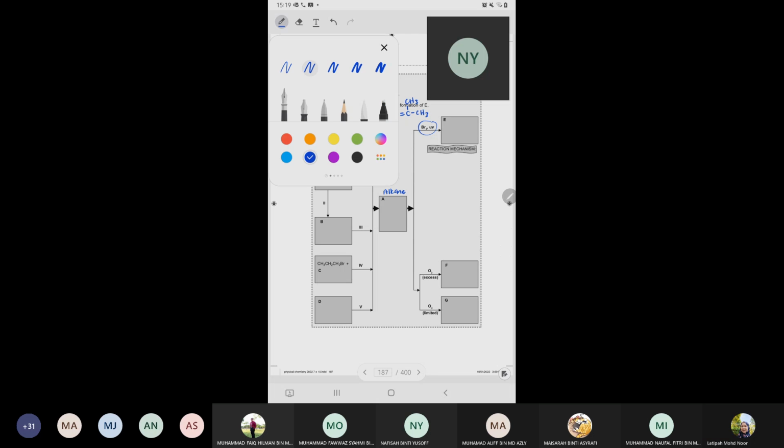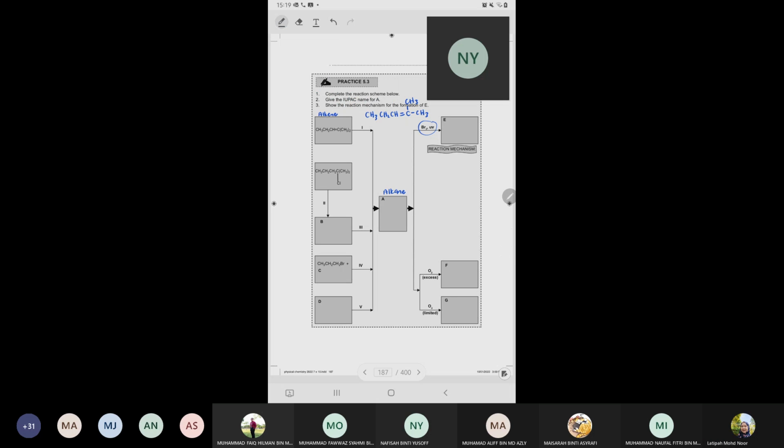Satu tu apa? Agent H2 ada. Hydrogen gas. Yes, hydrogen gas. Lagi? Catalyst dia titanium, nickel dengan... Satu je, pilih satu je. Platinum. Okay, platinum dengan condition lagi satu. Heat. So kena tulis semua complete lah. Okay, bukan hydrogen saja. Okay, so what happen here?